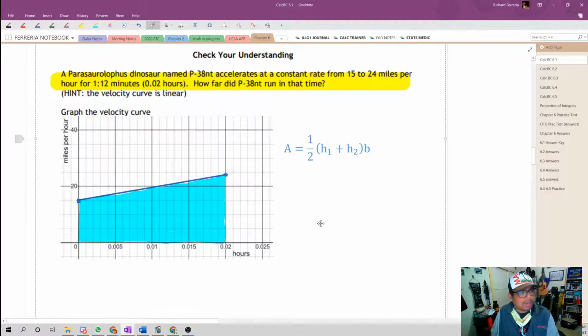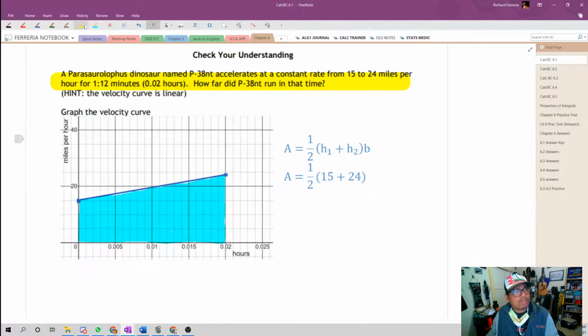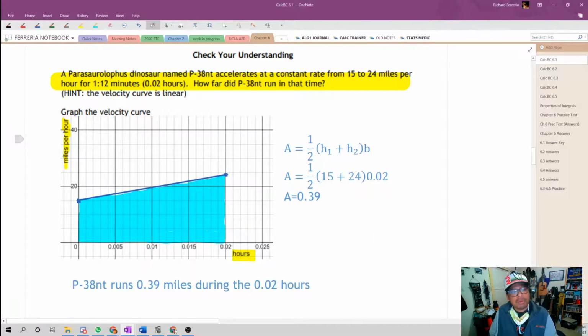Substitute values in here. The height on the left side is 15, right over here. The height on the right side over here is 24. And then the base here, that's going to be 0.02 hours. We probably should have also checked to make sure that the units matched here. That's miles per hour, and this is hours. So yeah, they do match here. Doing all the multiplication, we get A equals 0.39. So P38NT runs a total of 0.39 miles during those 0.02 hours, which is 1 minute and 12 seconds.